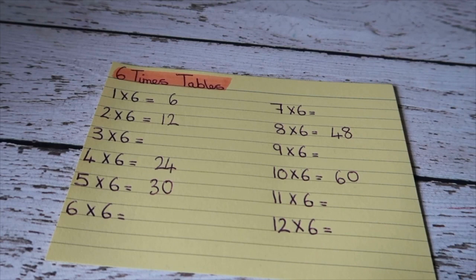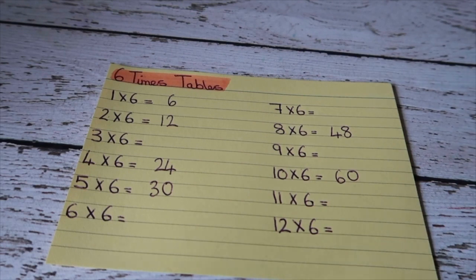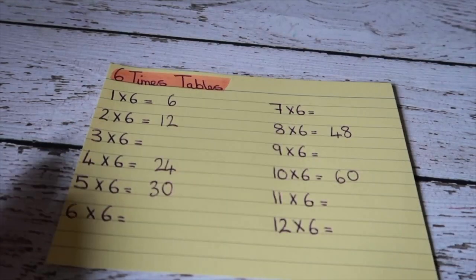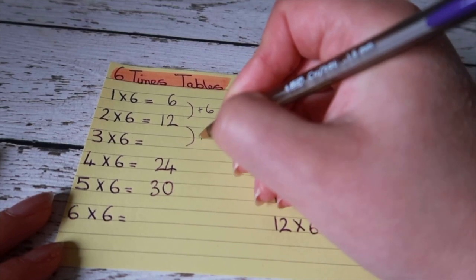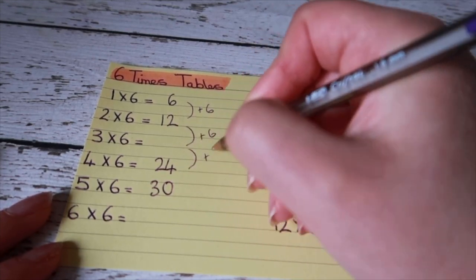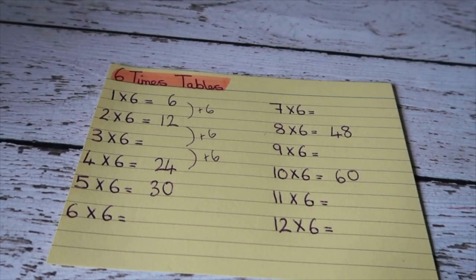Okay, so we've still got a few left to do. We still haven't done 3 times 6 or 6 times 6. I think the next best one to do would probably be 3 times 6. So 3 times 6, you can do this several ways. When we're doing our 6 times tables, you just need to remember that multiplying is repeated addition. Each time we are adding 6 on. So 6 add 6 is 12. 12 add 6 would give us the next one, and so on.